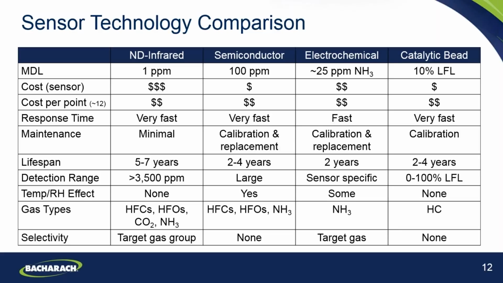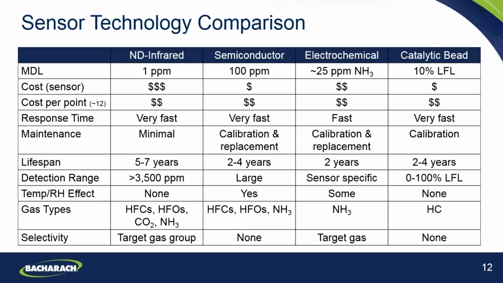Electrochemical sensors have very sensor-specific detection ranges. So you may, for example, have a sensor that has a range of 0 to 100 parts per million, and a different sensor type could have a detection range of 0 to 1,000 parts per million. So depending on what levels you're needing to detect at, you need to select the appropriate sensor type there. Also notable is that the infrared sensors have no significant effect from any changes in temperature or relative humidity, which is again not the case with semiconductor or electrochemical sensors, which can be affected by those environmental changes unless there is some sort of system in place to compensate for that.